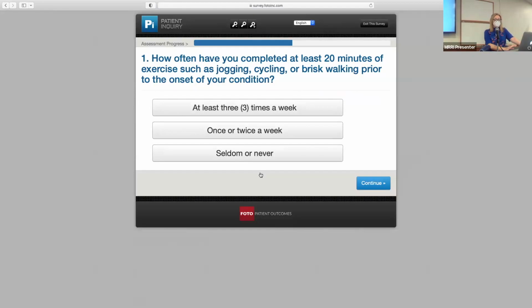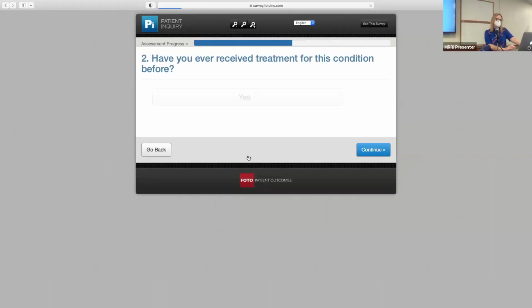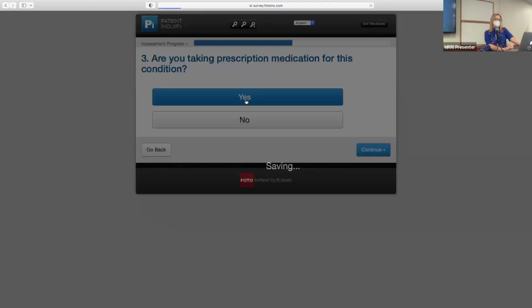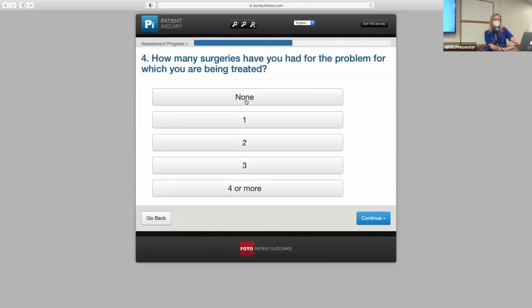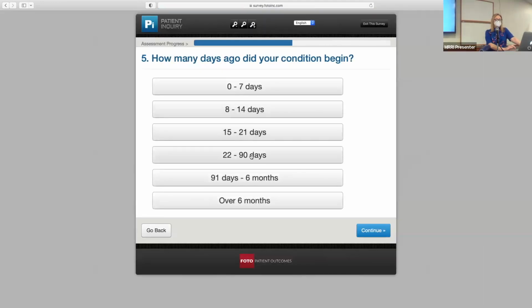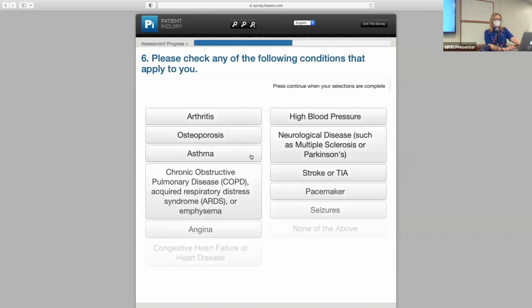So prior exercise, did they work out prior to? We're going to say seldom or none. Have they ever received treatment? No. Are you taking prescription medicine? Yes. How many surgeries have you had for this problem? None. How many days ago? We'll say they're in the 22 to 90.